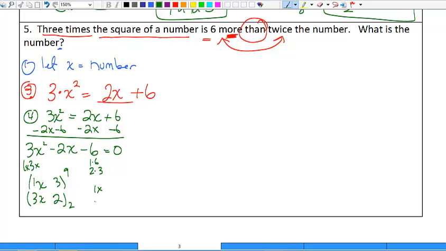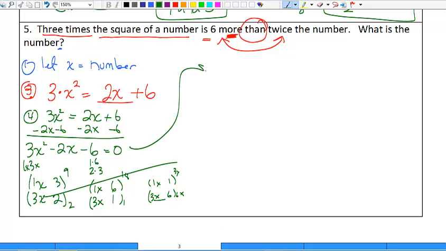So I'll try 1x and 3x and 6 and 1. 18 and 1. Nope, that's not going to work. What if I try 1 and 6? Nope, that's not going to work because there's a GCF there. Even if you tried it, it's still not going to get you the -2 that you need. It doesn't seem to factor here. We tried our best. It doesn't factor. We move on to the next method.